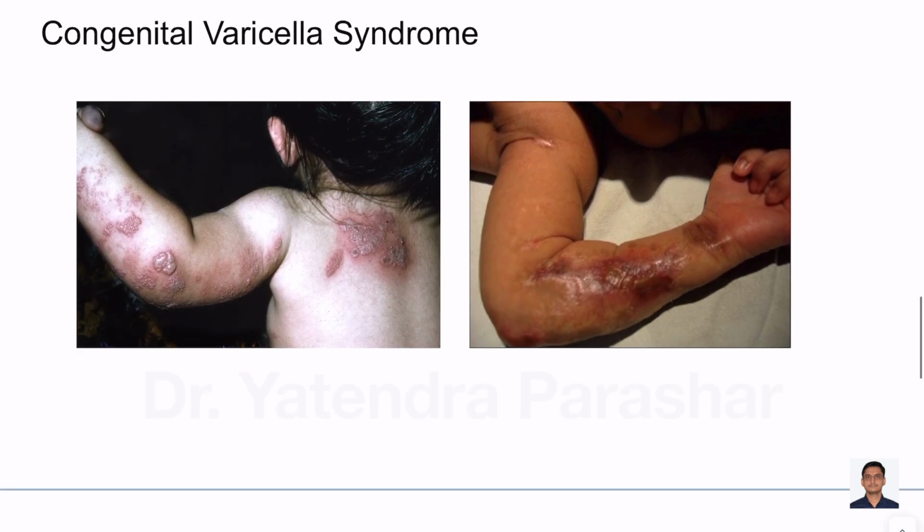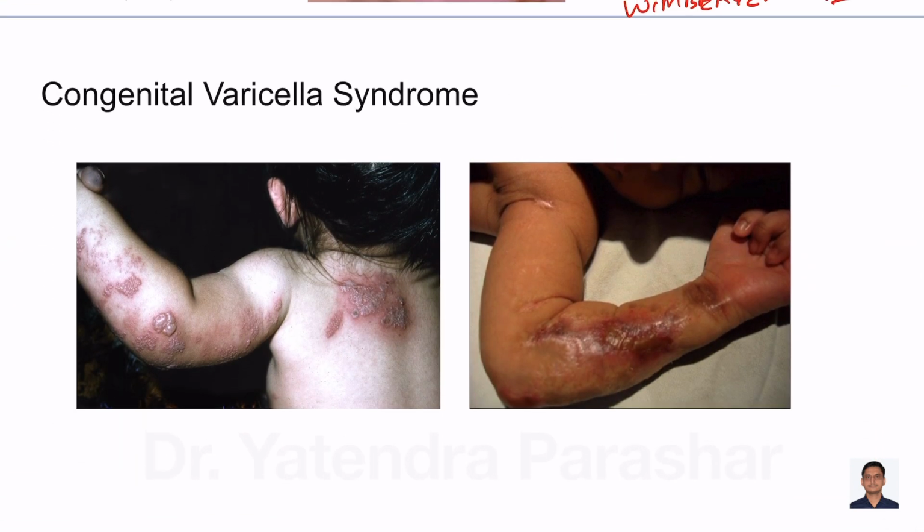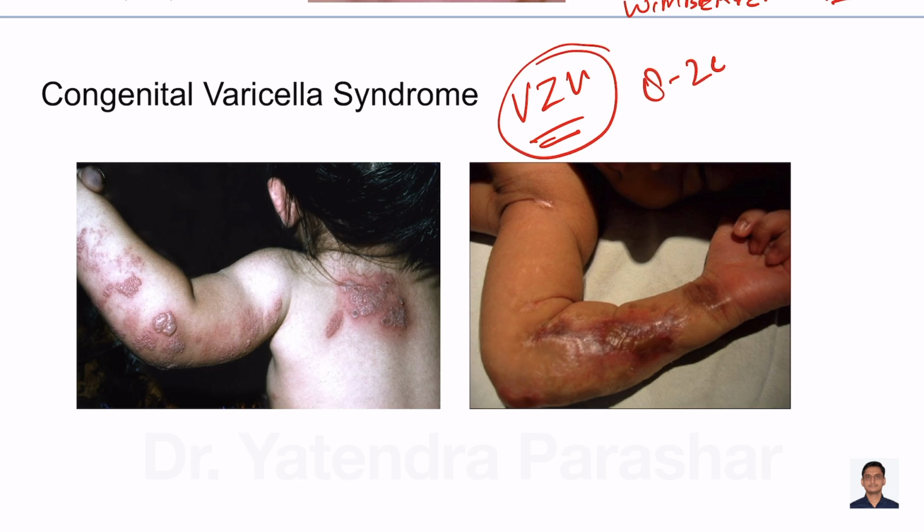Now come to the another infection, that is the congenital varicella syndrome. It is caused by the primary maternal varicella zoster virus infection, and especially if it occurs between the 8 to 20 weeks of gestation, then it has highest chance of transmission from mother to fetus transplacentally.